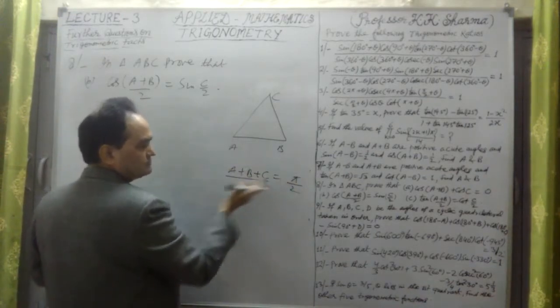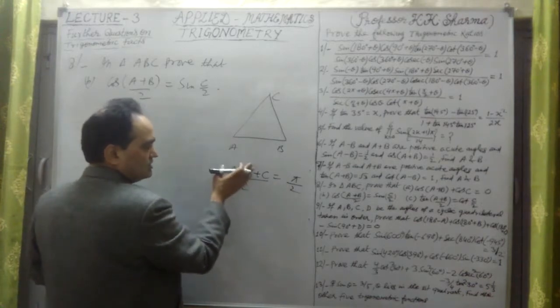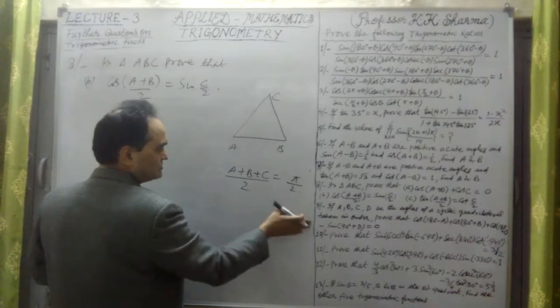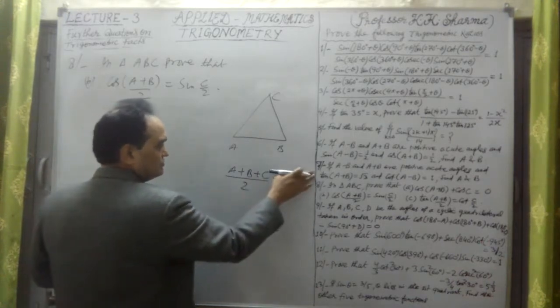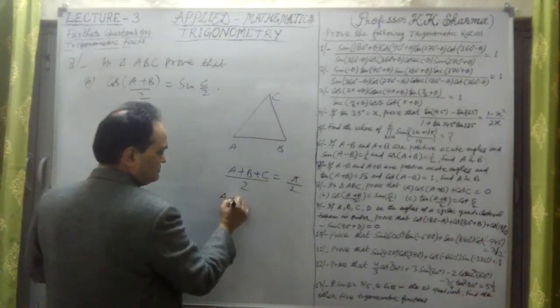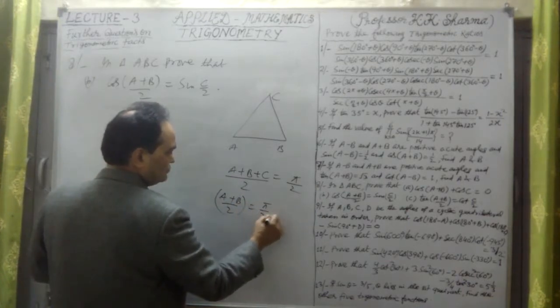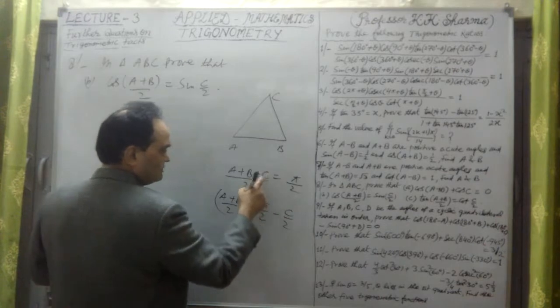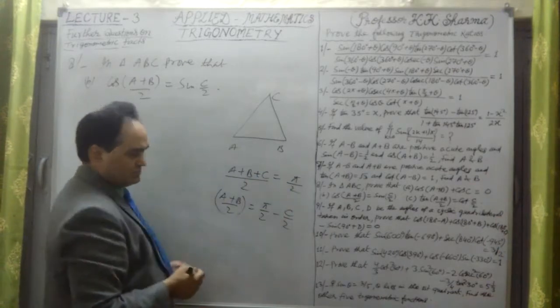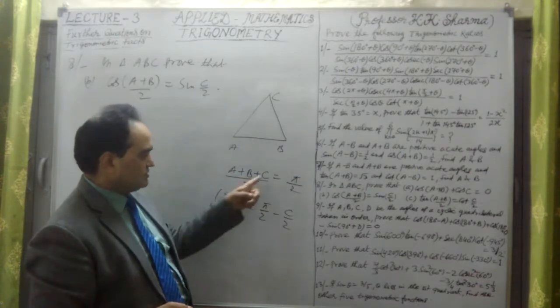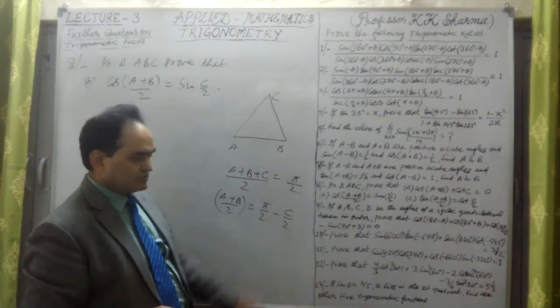Half of this whole angle is pi by 2. I mean, half of the sum of all these three angles is pi by 2, that is 90 degrees. If I write a plus b separately, it is going to be pi by 2 minus c by 2. If I take this c by 2 to that side and separate them, a plus b upon 2 equals pi by 2 minus c by 2.